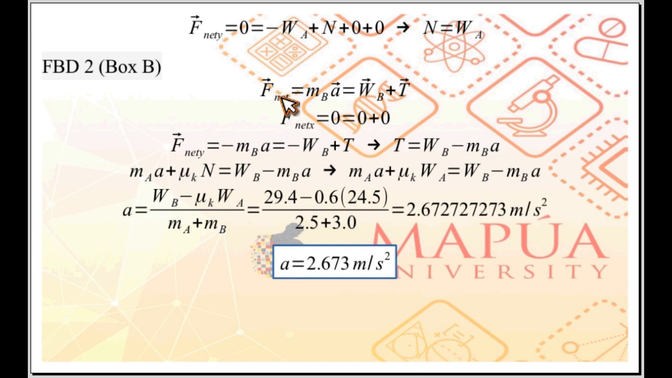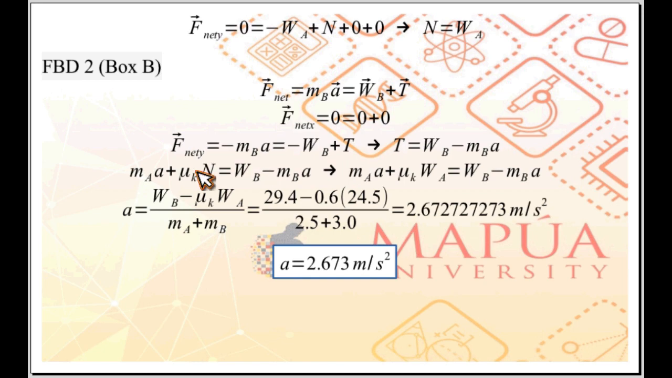So F net y component is M_B times the y component of acceleration. Acceleration is heading downward, so negative direction, so minus M_B A. Weight is downward, tension is upward, so weight is negative direction, tension is positive direction, so minus weight B plus tension T. Isolating tension T, we get T to be equal to weight B minus M_B A.